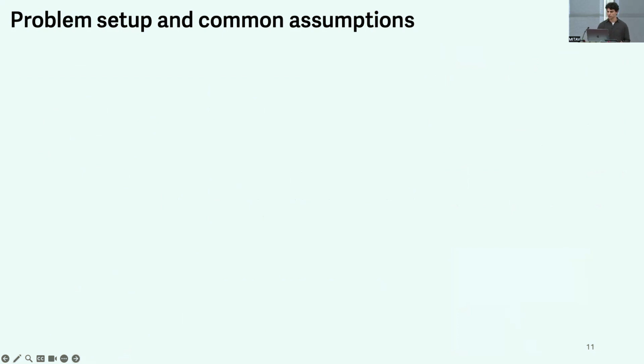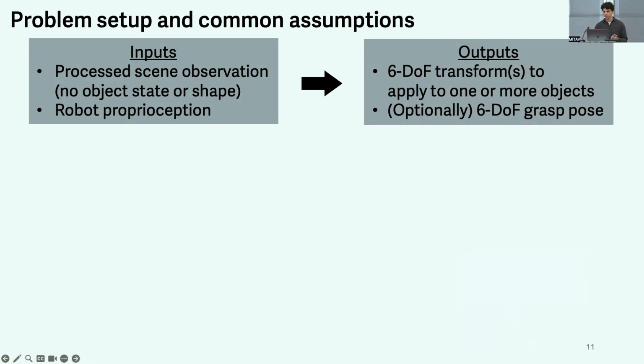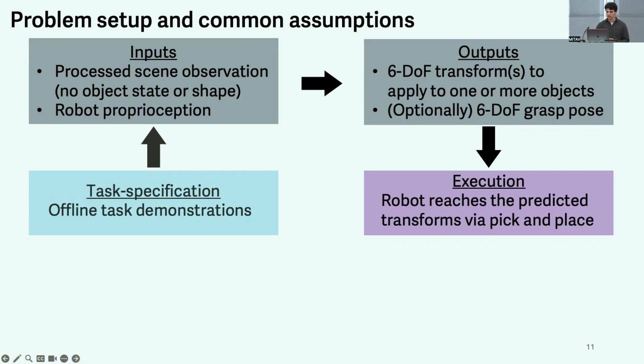So for part one on rearrangement prediction, we'll set up our technical problem statement and assumptions a bit concretely. For this part, we assume that a robot observes a scene and its own internal state, and must predict a 6-degree of freedom transform to then apply to one or more objects in the scene via pick and place. We also sometimes include a prediction of some particular way to grasp the object, while in other cases we'll use separate grasp generators. And tasks will be specified via some offline set of demonstrations, and these encode what kind of predictions the system should make.